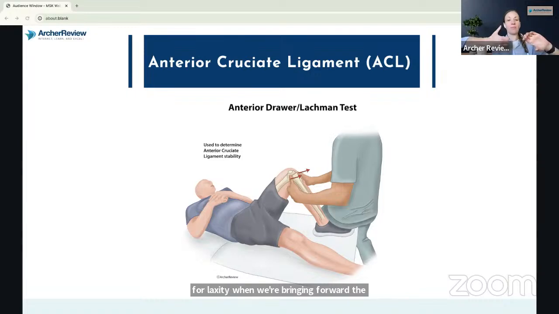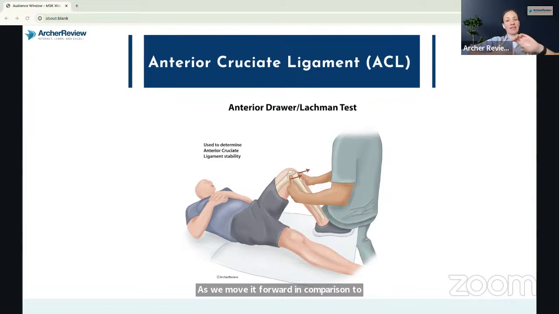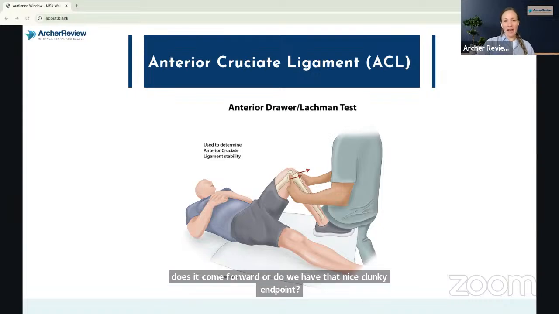The shin bone, okay? As we move it forward in comparison to the other side, does it come forward, or do we have that nice clunking end point? All right. I hope that gets everything there.